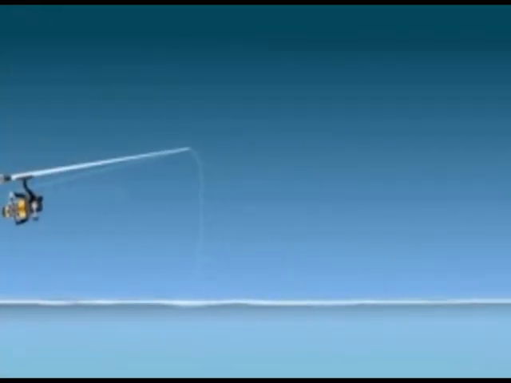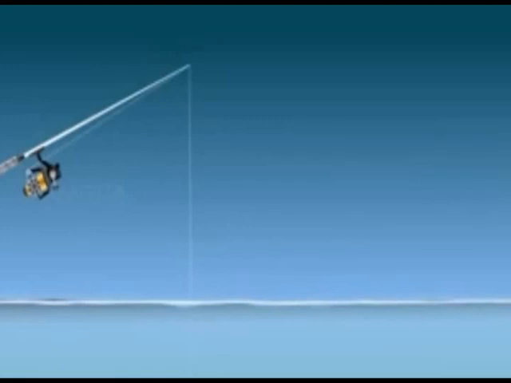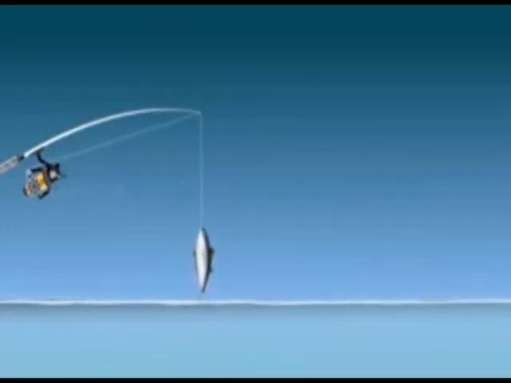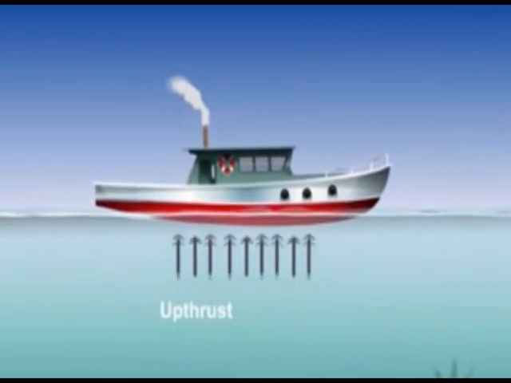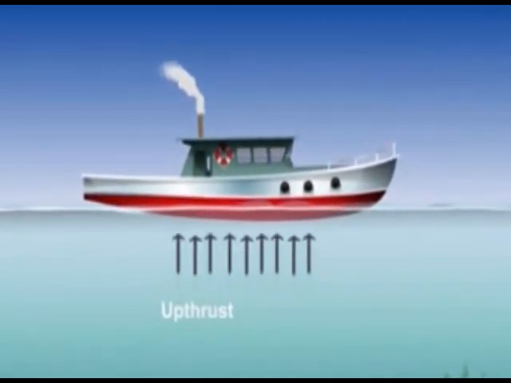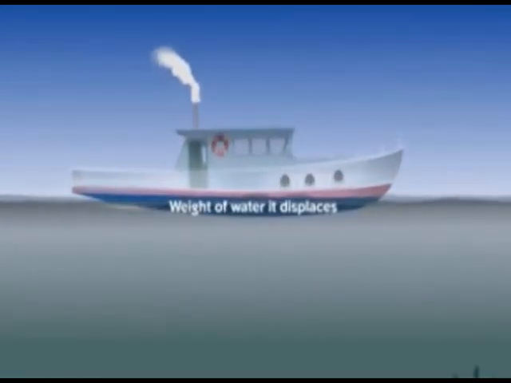Ever caught a fish with a fishing line? When pulling the line, you will feel the fish weighs less in water than when it's outside. In general, an object experiences a loss of weight in water due to the upthrust, and this is equal to the weight of water displaced by the object.